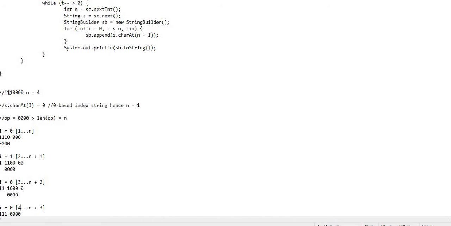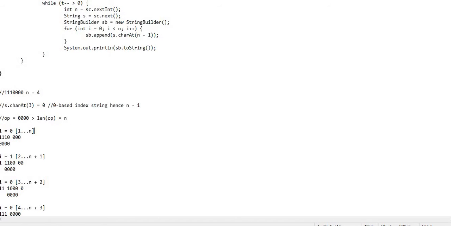So this is an example. The string is 1110000 and n is 4. The string is 0-based indexed, so what I am doing is considering the 4th character. Basically it will be n minus 1, that is the 3rd index character. So it is a 0. Now, I will come to this part later on.